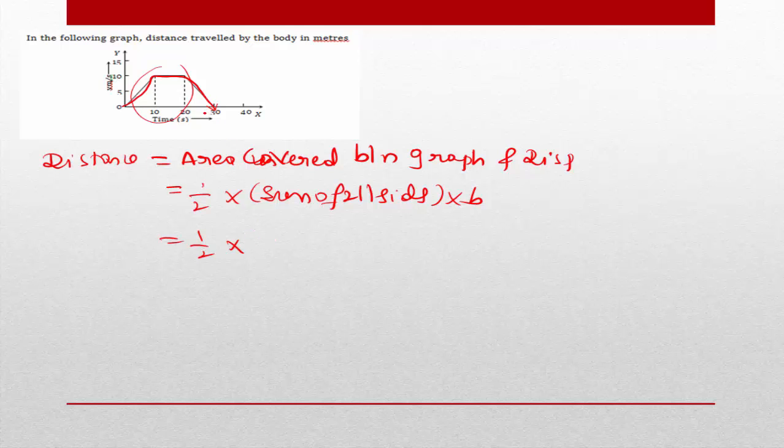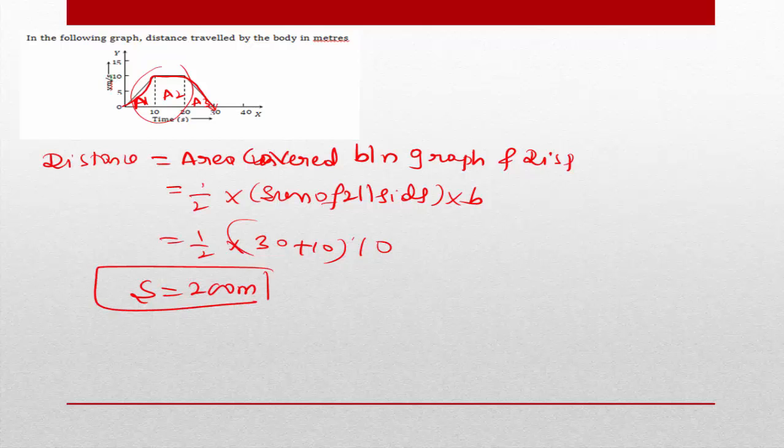The sum of the parallel sides is 30 and 10, into the maximum height, which is 10. You can also calculate using the formula A1, A2, A3, the area of a rectangle and triangle, and you will get the same answer. Try to solve it yourself. S is equal to 30 plus 10, which is 40. 40 into 1 by 2 is 20. 20 into 10 is 200. S equals 200 meters.